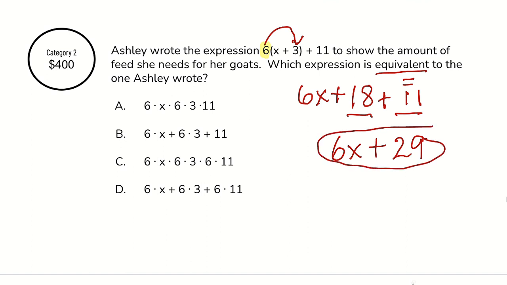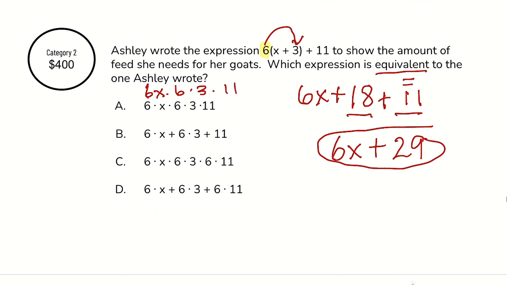So let's look at A. What would we do first? Multiply 6 times the x. That looks like 6x. And then times 6 again, and times 3. And then times 11. Oh, this is going to get big fast.